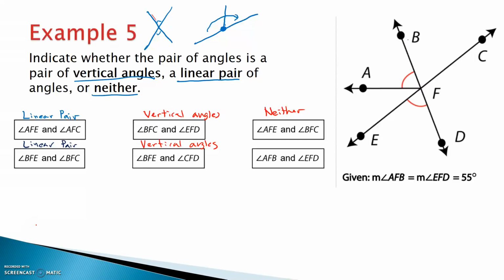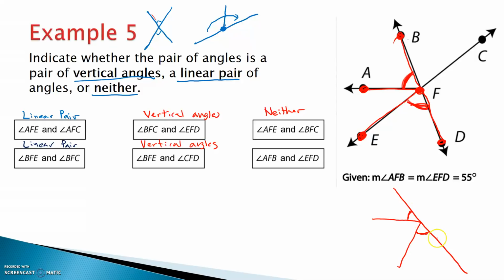Pen. All right, A, F, B. So from A to F to B. All right, so this little angle right here. And E, F, D. So from E to F to D. And this angle right here. That looks a little awkward. Let me rewrite this. What if I rewrote it something that looks like that? They're asking us to compare this angle and this angle.